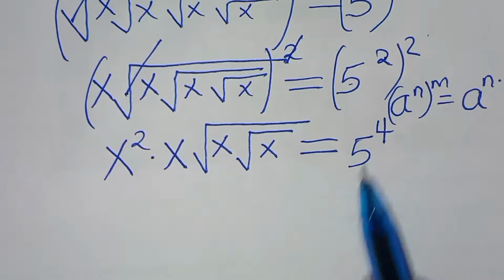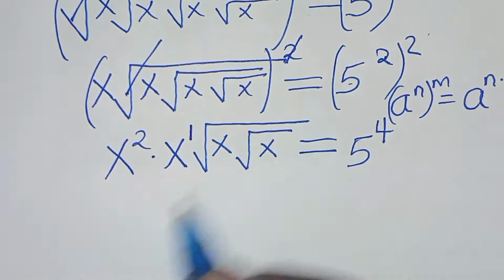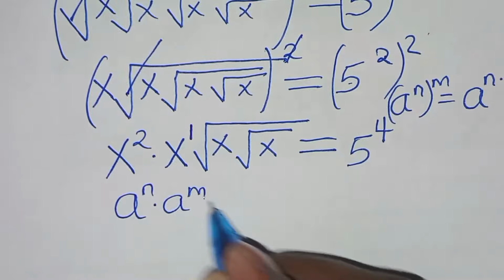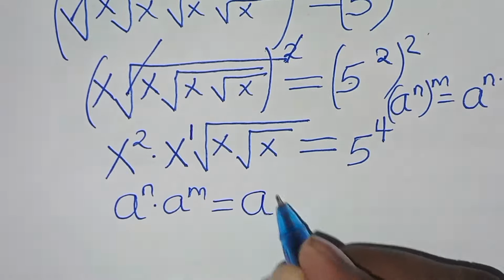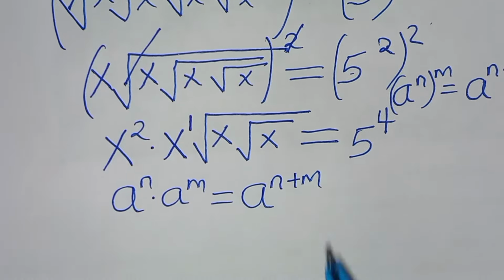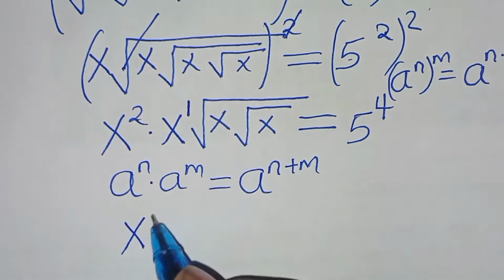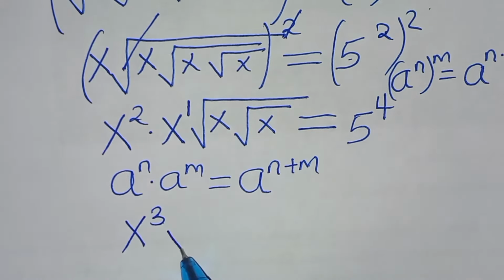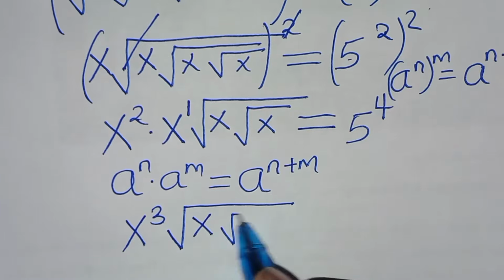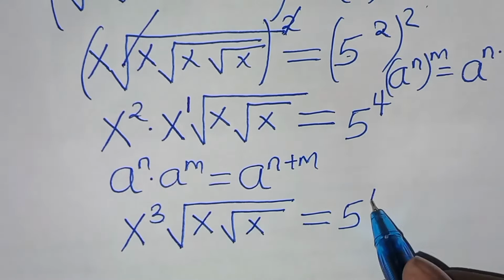So the next step here, we have x to power 2 times x to power 1. This is in the form of a to power n times a to power m, which we can express as a to power n plus m. Applying this exponent property, we'll have x to power 2 plus 1, which is 3. Then multiplying by the square root of x, multiplying by the square root of x. This is equal to 5 to power 4.